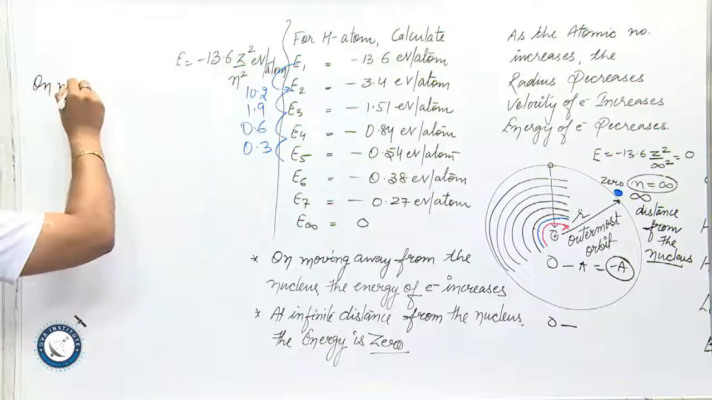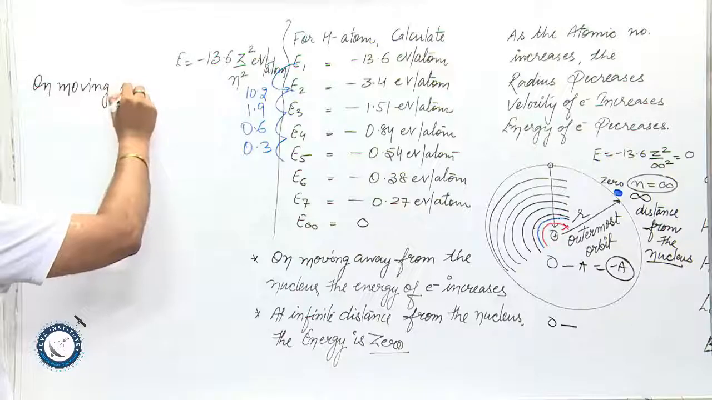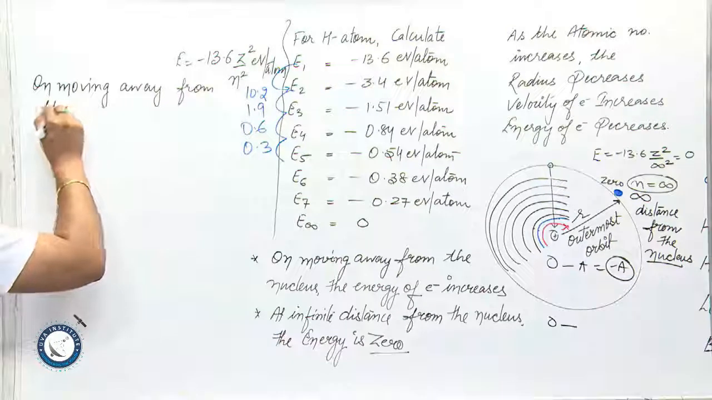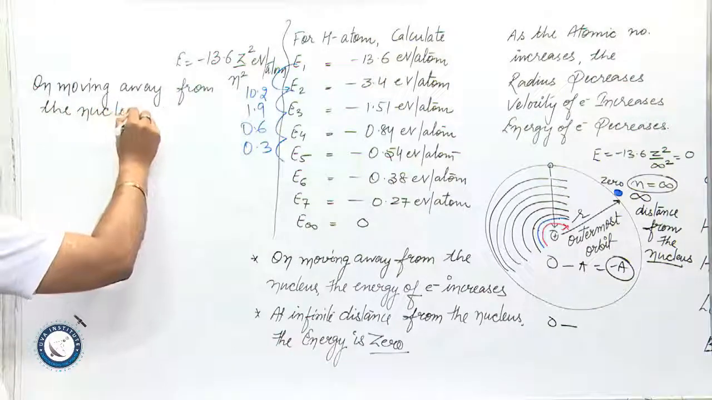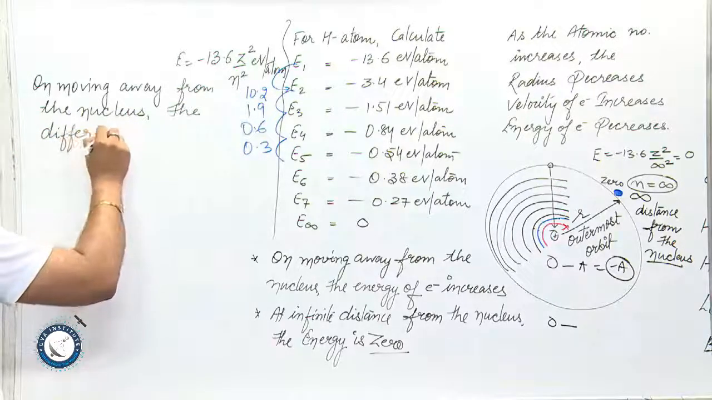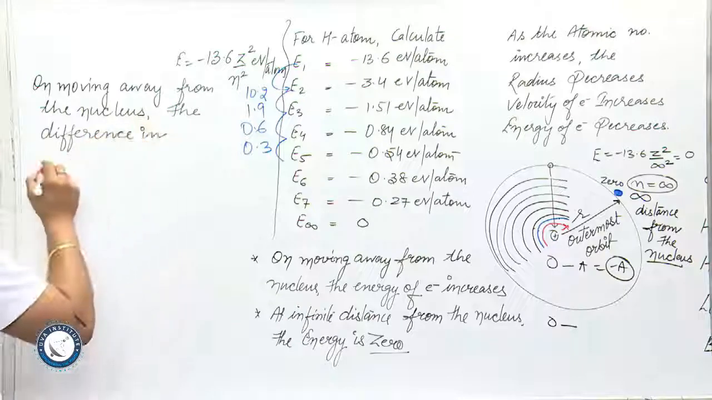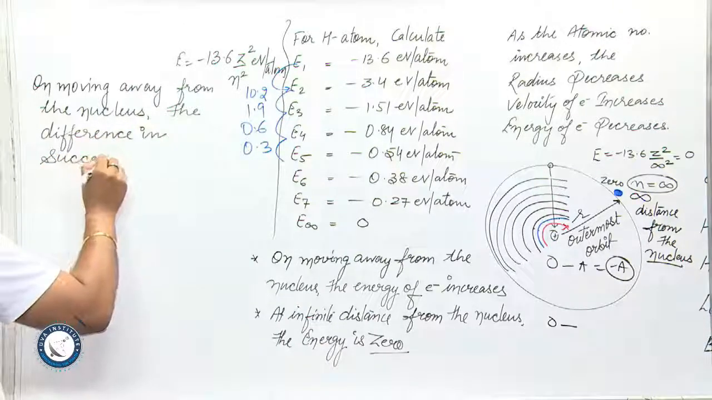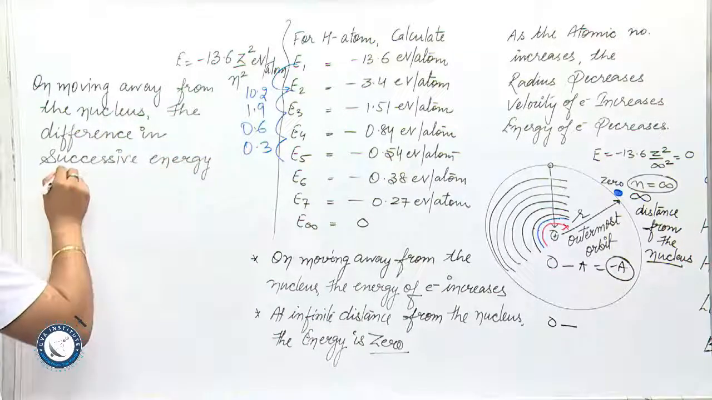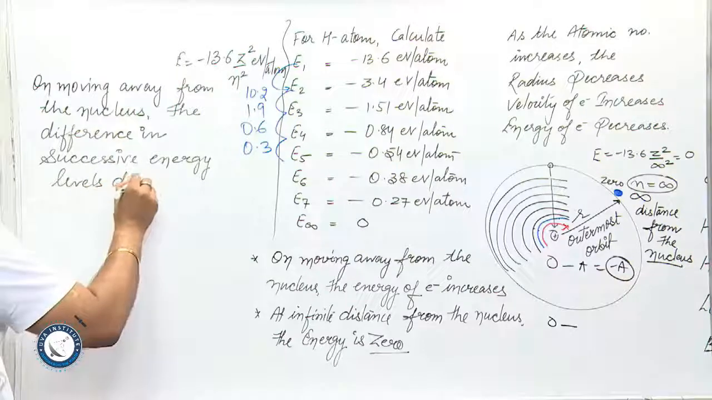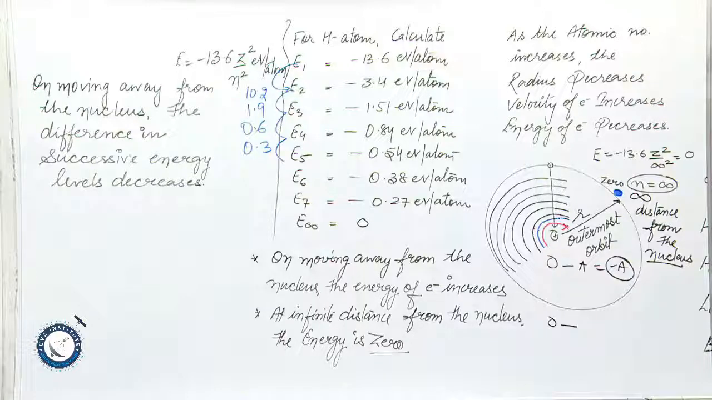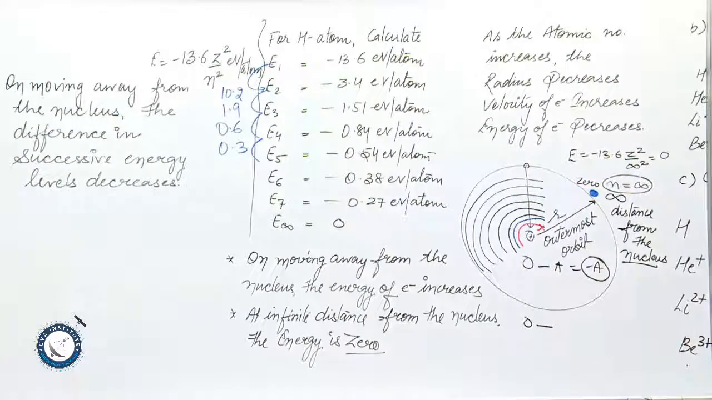On moving away from the nucleus, the difference in successive energy levels decreases. Tell me, is this point clear to everybody? Any doubts?